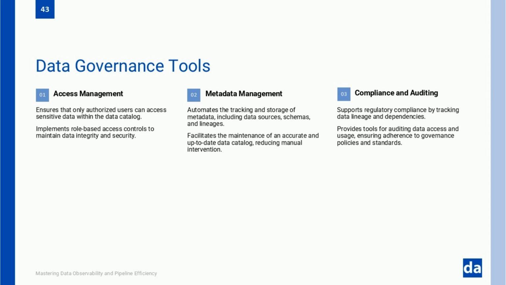Now let's break down what these tools cover. 1. Access management. This is your gatekeeper, your bouncer at the club of data. Tools like Okta and AWS Identity and Access Management, IAM, enforce strict role-based access controls. They ensure that only the right people access sensitive information.